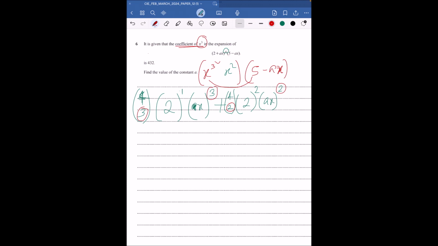Then I'll get that. So 4, 3, I think 4, 3 is 4. I'll just double check. I think we used to memorize this. 4, 3 is 4. So 4 times 2 is 8. So 8a cube x cube plus 4, 2 is 6. So 6 times 4.